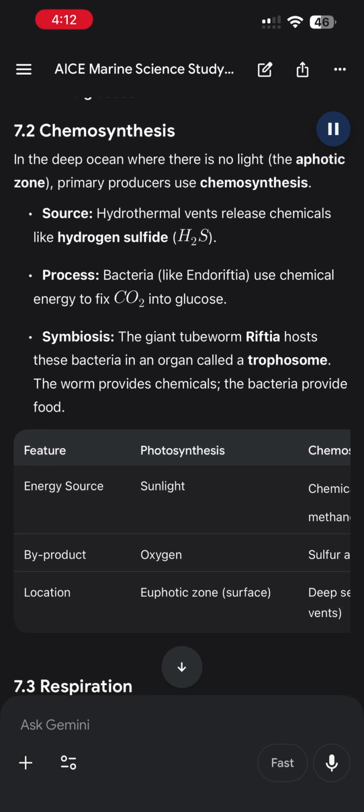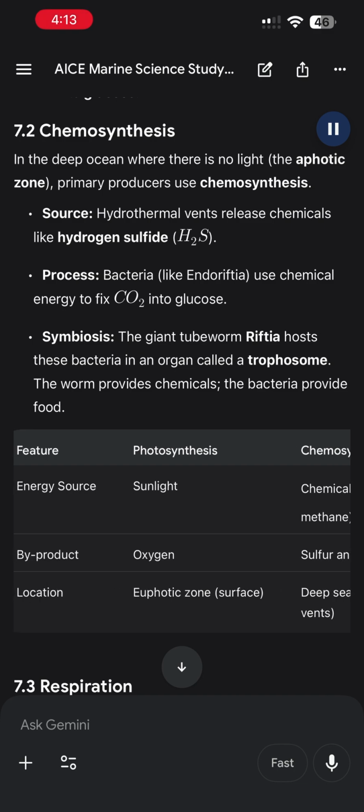7.2 Chemosynthesis. In the deep ocean where there is no light, the aphotic zone, primary producers use chemosynthesis. Source: hydrothermal vents release chemicals like hydrogen sulfide, H2S. Process: bacteria, like Endoriftia, use chemical energy to fix CO2 into glucose. Symbiosis: the giant tubeworm Riftia hosts these bacteria in an organ called a trophosome. The worm provides chemicals, the bacteria provide food.